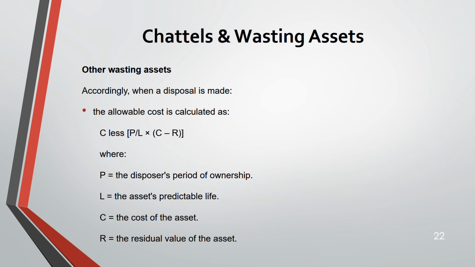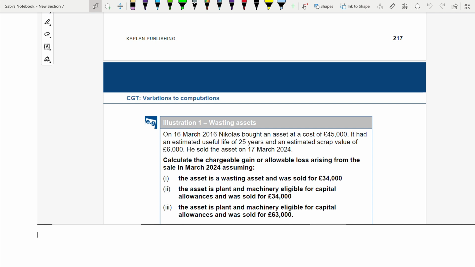Now, let us do a question. Illustration 1, we have to calculate chargeable gain or allowable loss. A, the asset is a vesting asset, sold for 34,000. B, the asset is plant and machinery, eligible for capital allowance, sold for 34,000 again. C, the asset is plant and machinery, again eligible for capital allowance but sold for 63,000. So here he had bought an asset, cost is 45,000, useful life is 25 years, scrap value 6,000.